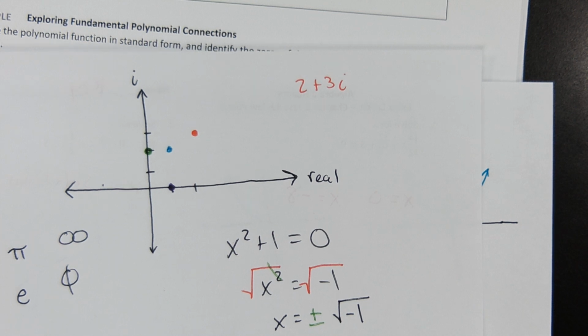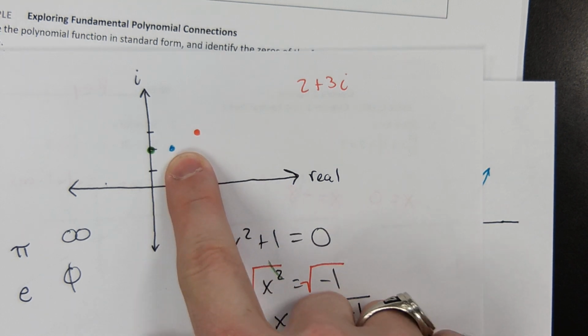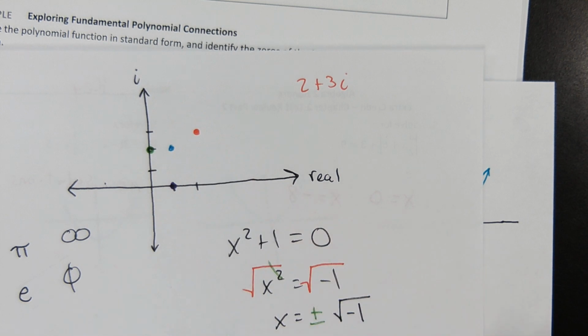But complex solutions that actually have an imaginary component will never be x-intercepts because they're in the two-dimensional imaginary plane. They make the equation equal 0, which makes it a solution, but not an x-intercept.